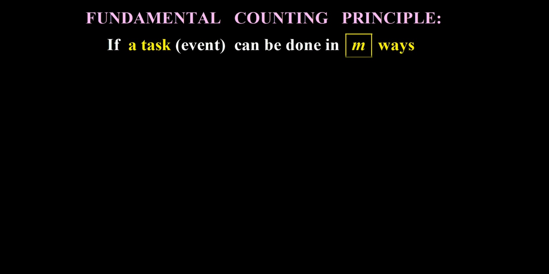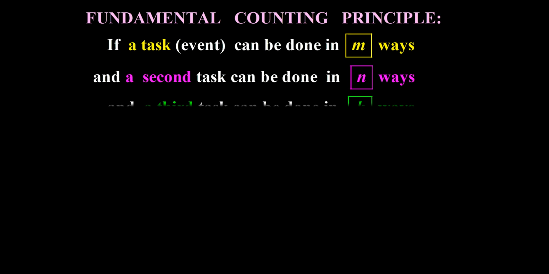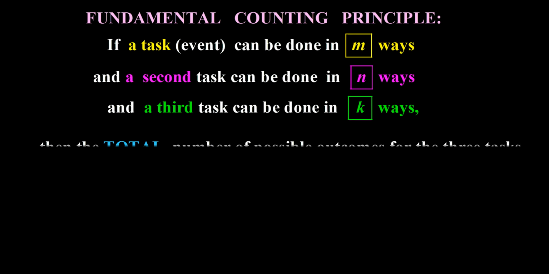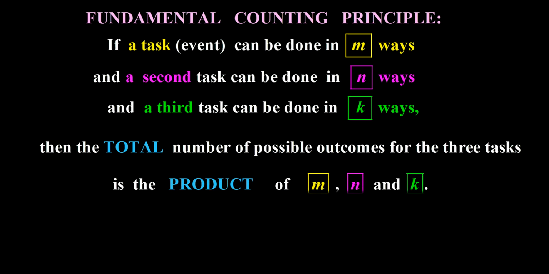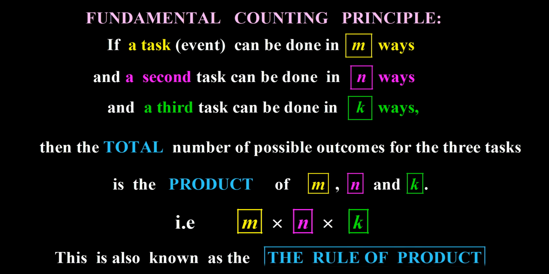If one event can be done in m ways, and then a second event can be done in n ways, and then we have a third event or task that can be done in k ways, then to find the total number of possible outcomes for these three tasks, we find the product of the three: m times n times k. Because we use a product, this rule is also sometimes known as the rule of product or the product rule. If there's a fourth one, it will just be times the other one. And that is our fundamental counting principle.